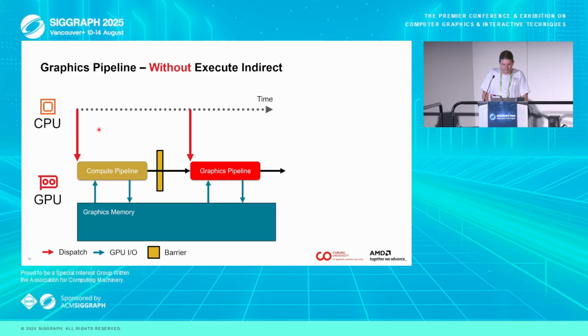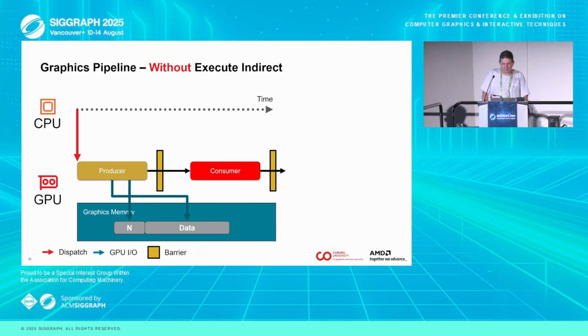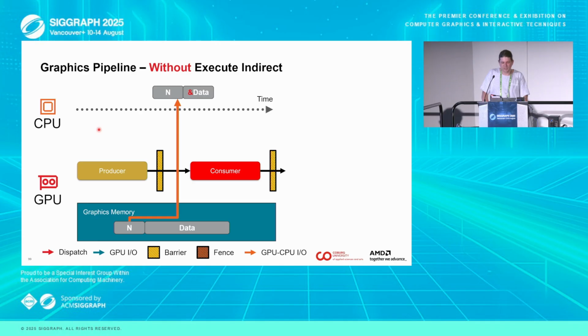So what's the problem here? The problem is that we somehow need to say how many objects we actually want to render. We have to write out the number of objects into this variable n, and the data, of course. But then the consumer has to know that number. That's a problem because we have to communicate the number n from the GPU to the CPU, and therefore we require a fence, which is a very hefty synchronization primitive. It synchronizes CPU and GPU.